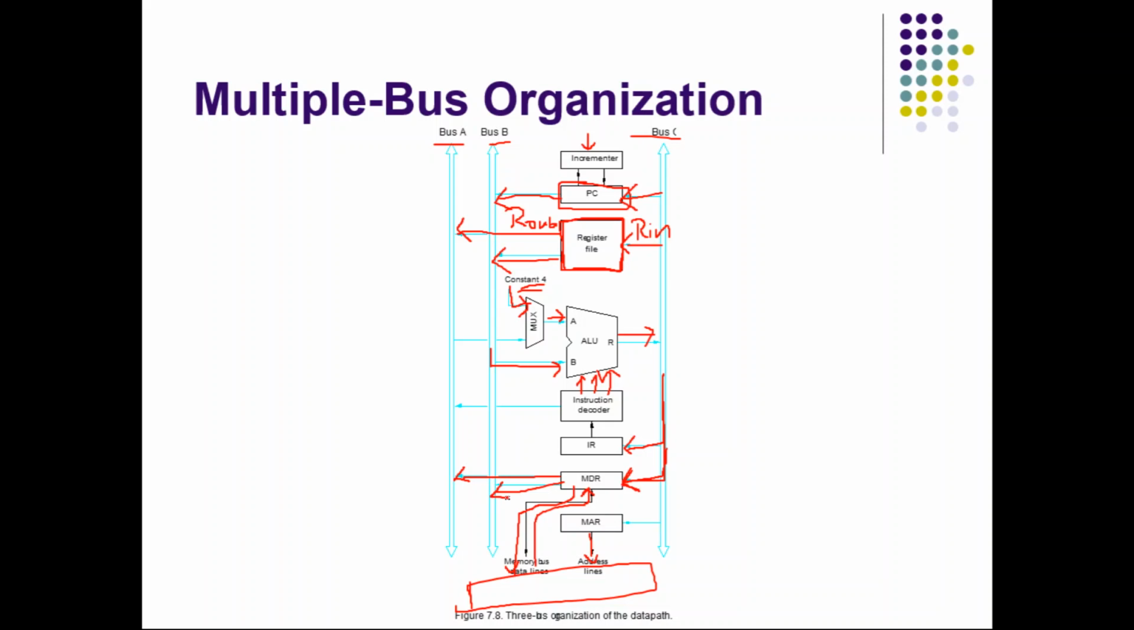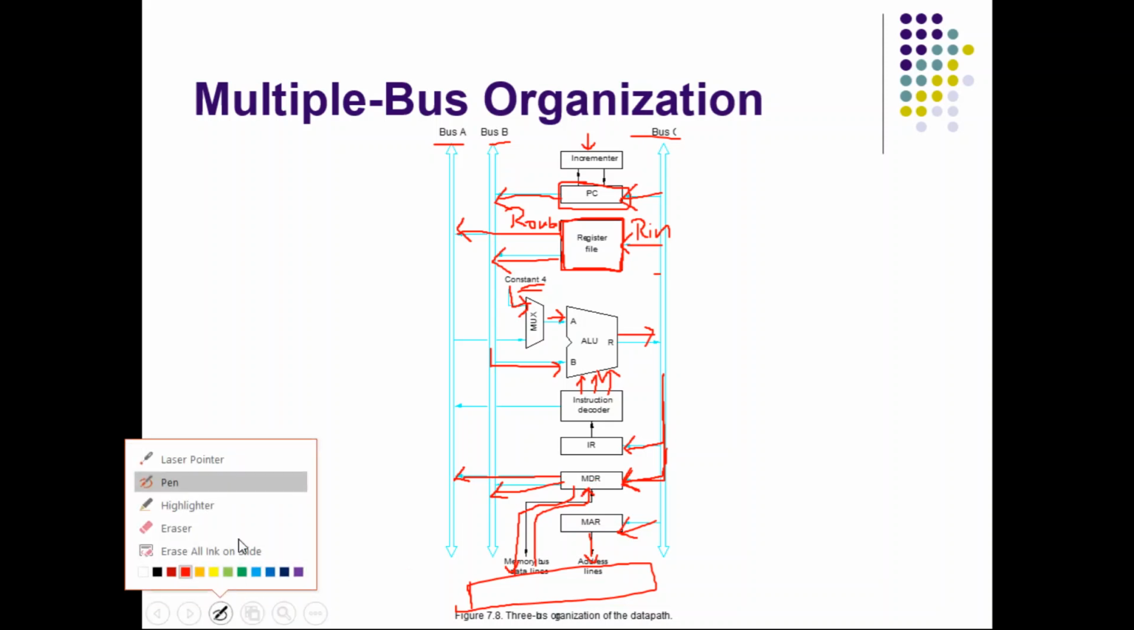Similarly, the address from which you want to fetch the data should be kept on bus C, and from there it will go to MAR. MAR will then perform the read or write operation, and appropriately the data will be available in MDR. If it is a write operation, the data will be transferred from MDR to the memory. So this is the brief understanding.